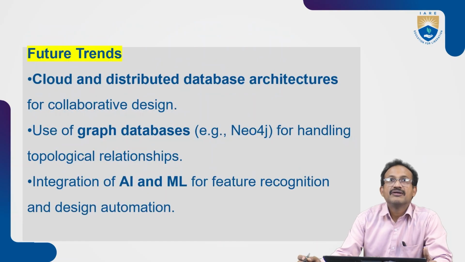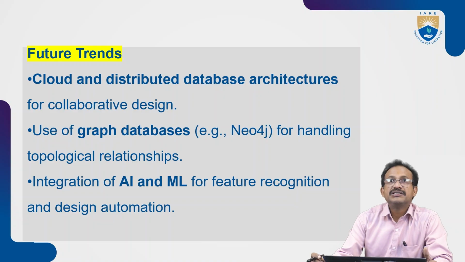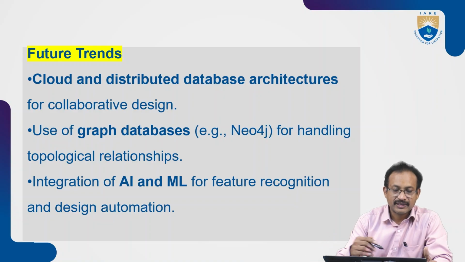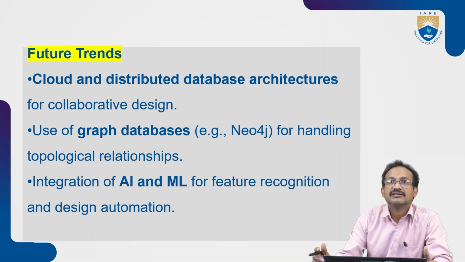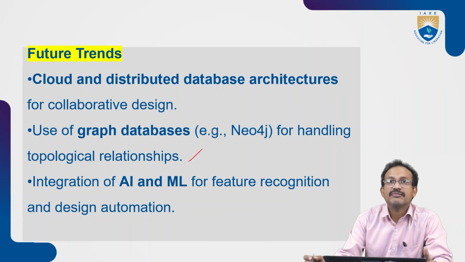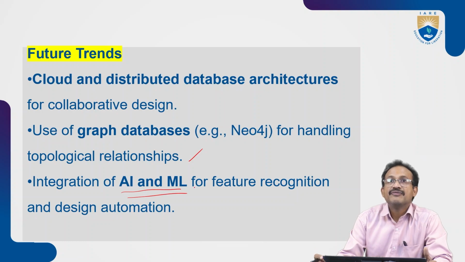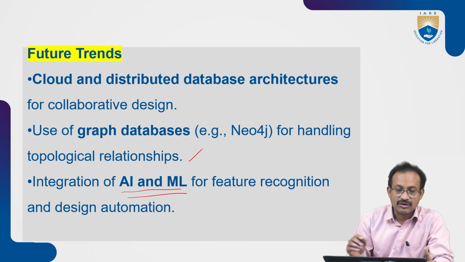Future trends. Cloud and distributed database architectures for collaborative design. Use of graph databases, example Neo4j, for handling topological relationships. Integration of AI and ML, artificial intelligence and machine learning, for feature recognition and design automation.